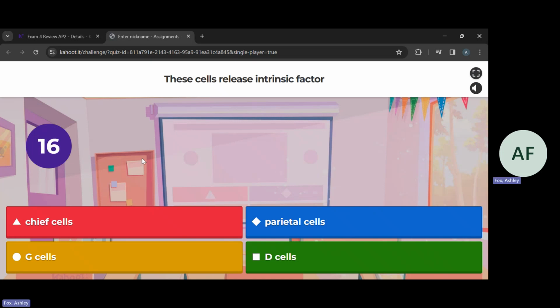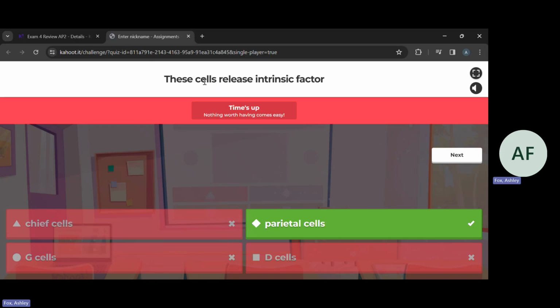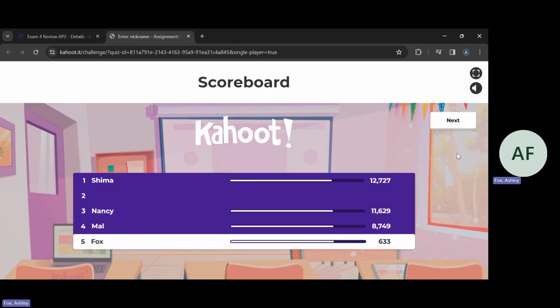These cells release intrinsic factor: chief cells, parietal cells, G cells, D cells. These are parietal cells, so along with hydrochloric acid, parietal cells release intrinsic factor, which is essential for vitamin B12 absorption. So to absorb vitamin B12, we need intrinsic factor.